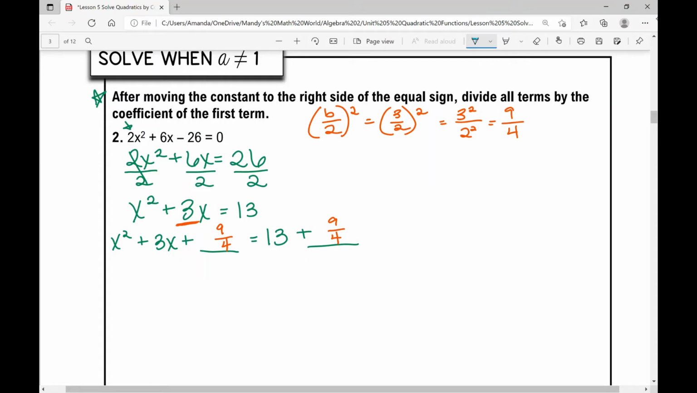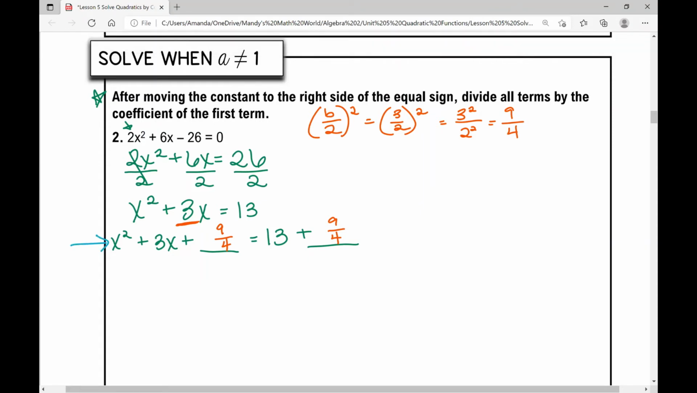Whenever I am asked to factor this perfect square trinomial, it's just my middle term, that b term, divided by 2, right? So if b is 3, when I factor that perfect square trinomial, it's going to be x plus b over 2 squared. So x plus 3 over 2 squared equals 13 plus 9 over 4.